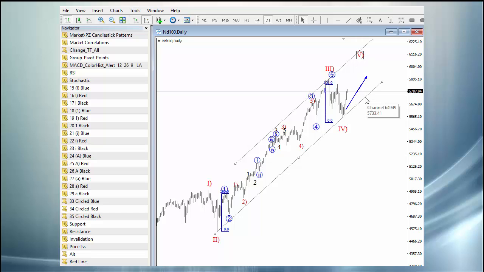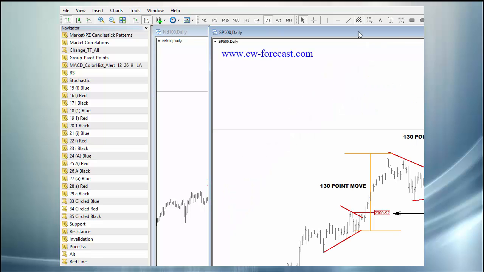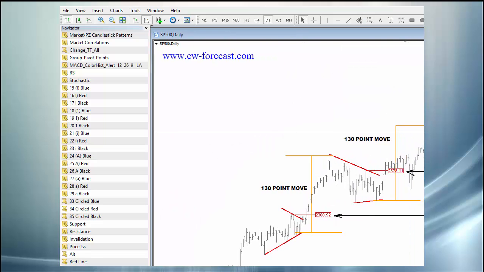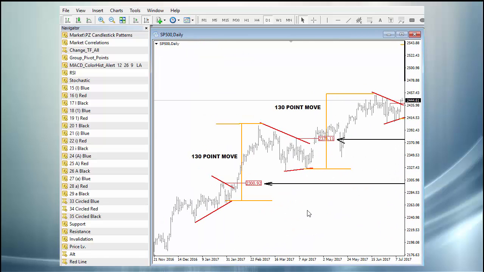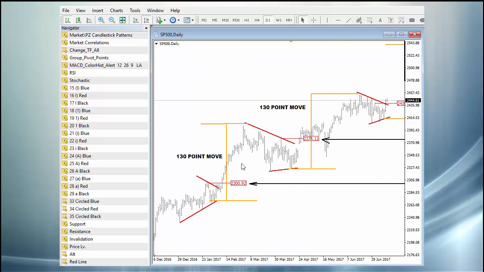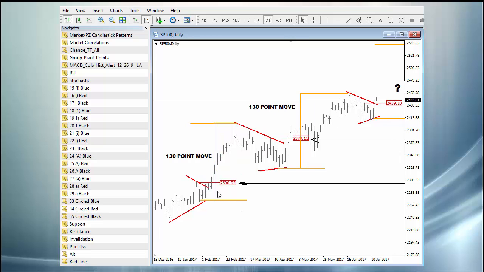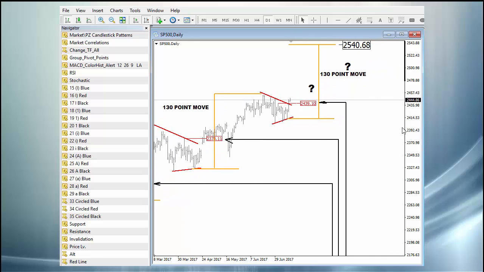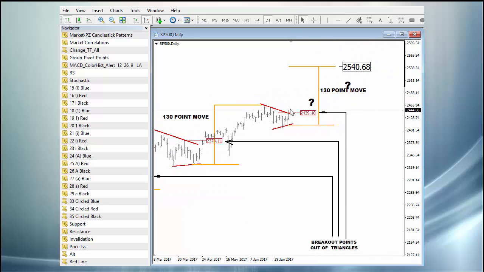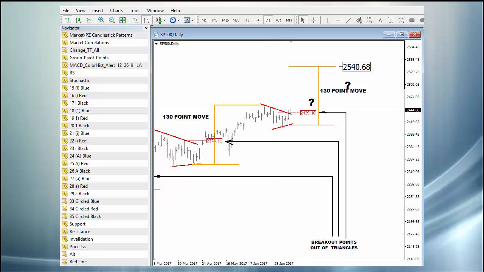Also, the S&P 500 is breaking out of a triangle, and in fact I posted this chart on Twitter as well. Notice that each correction, once accomplished, produced a 130 point move to new all-time highs on the S&P 500. So I would not be surprised if we see another sharp leg to the upside again. Stocks clearly remain in bullish mode. There's no reason to fight the trend unless our wave counts are invalidated.